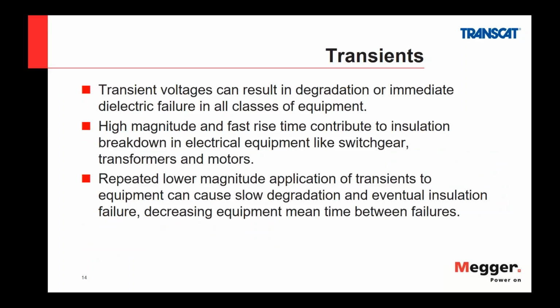Transient voltages can cause degradation or even immediate dielectric failure in equipment. The high magnitude and fast rise time contribute to insulation breakdown in equipment, like motors and transformers. Even repeated lower magnitude transients to equipment can cause slow degradation and eventual insulation failure.